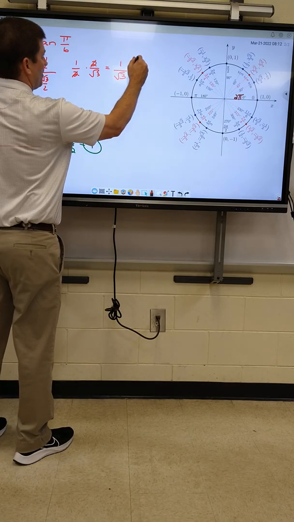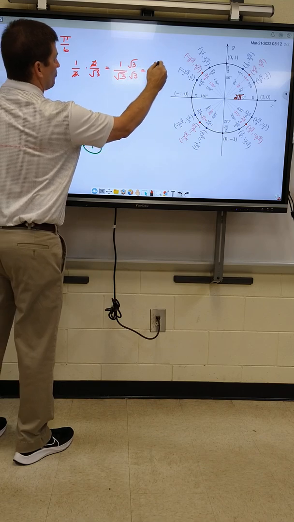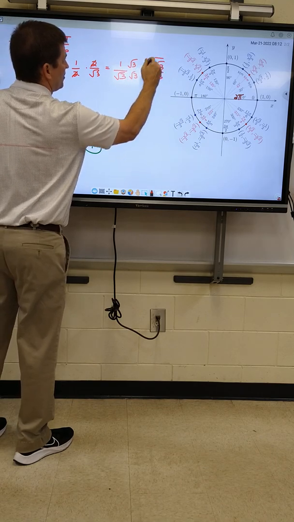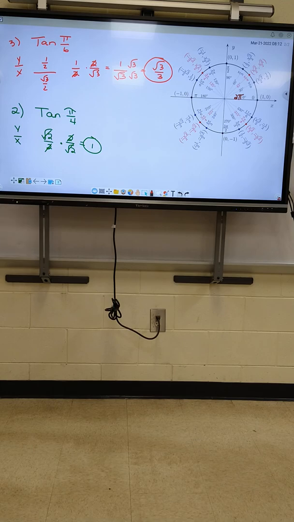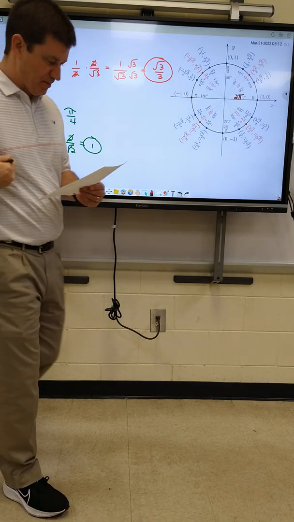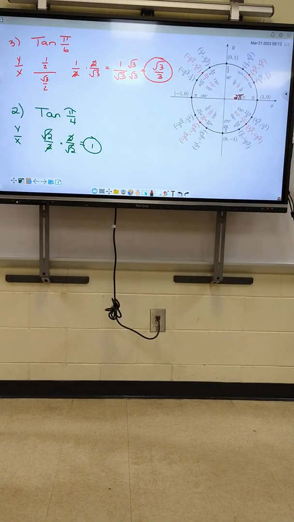So when you guys multiply both sides by √3, we get a √3 on top and just a 3 on the bottom. Once you get rid of your square root symbol on the bottom, you're good. Any question on 3?